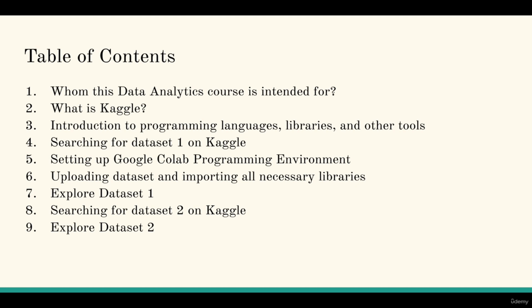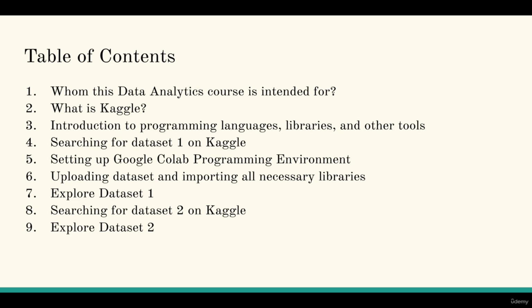Third, I'm gonna be introducing you to programming languages, libraries, and other tools that we're gonna be using for this course. Fourth, we're gonna be searching our first dataset on Kaggle. As I mentioned previously, we're gonna be picking two datasets, and both datasets we're gonna be getting from Kaggle. So that's the fourth section. The fifth one would be setting up your Google Colab programming environment. I'm gonna guide you step by step how to sign up using your Gmail account or Google account on Google Colab, and then setting up your programming environment, right?